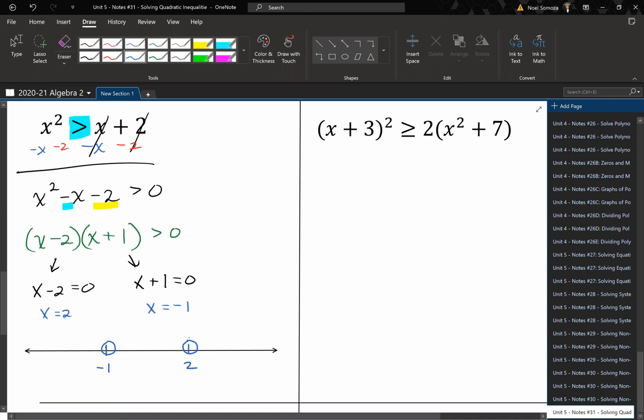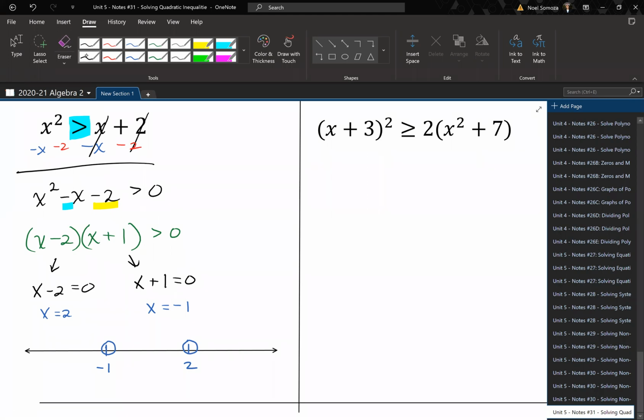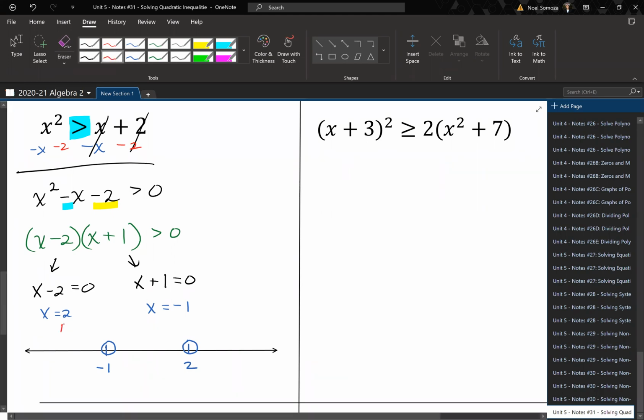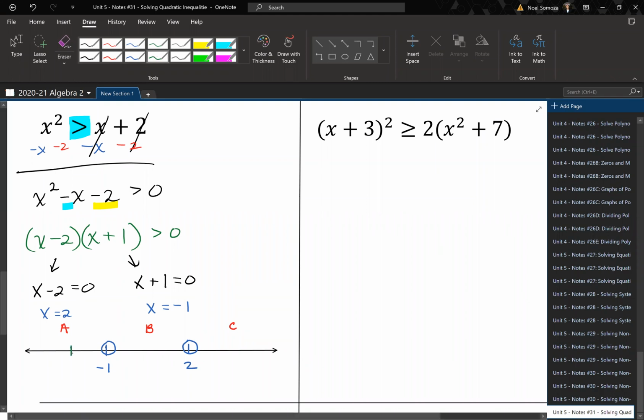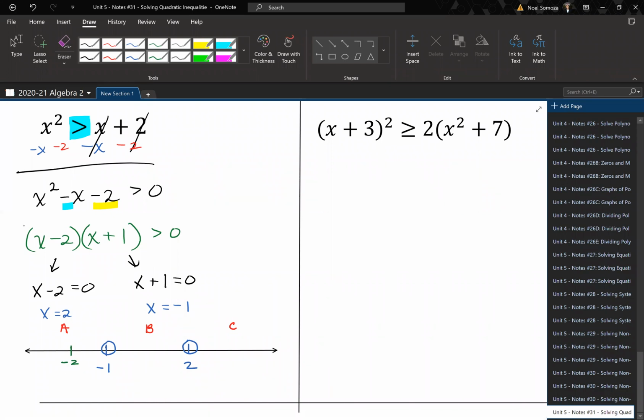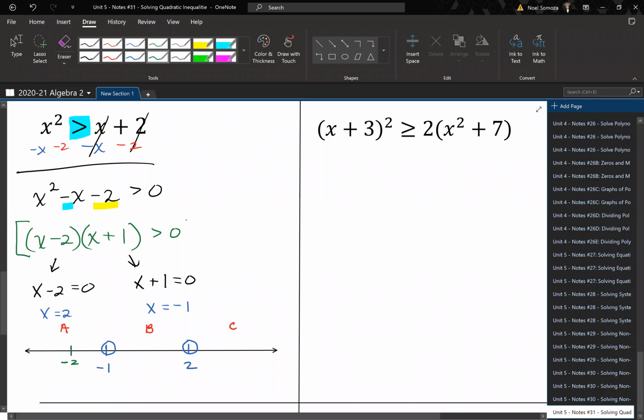All right, and so now we need to test each one of these intervals. We basically have interval A, interval B, interval C. So we can pick a point on this side of negative 1. We could pick negative 2, and then we test it. And where do we test it? We go back and test it with the inequality where we have factored terms.